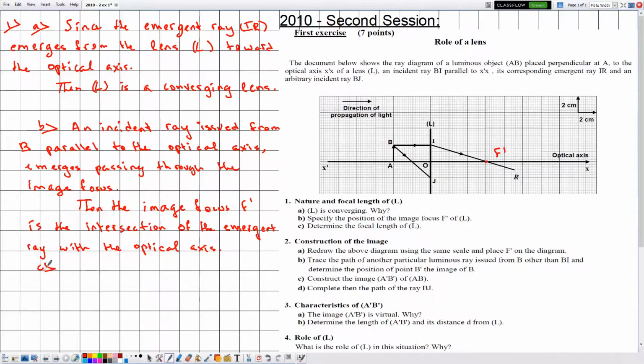And now in part C they are telling me to determine the focal length of L. Now we know the position of the image focus and we already know the position of the optical center, so we can calculate the focal length by referring to its definition, which is given by: the focal length is the distance from the optical center to the image focus.